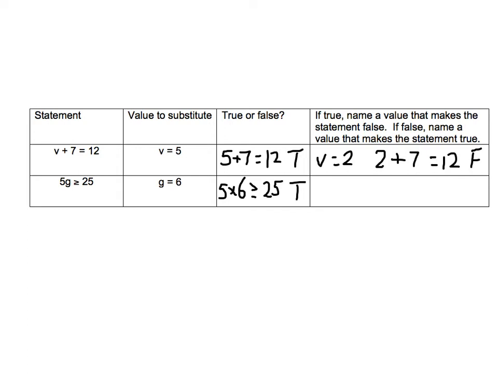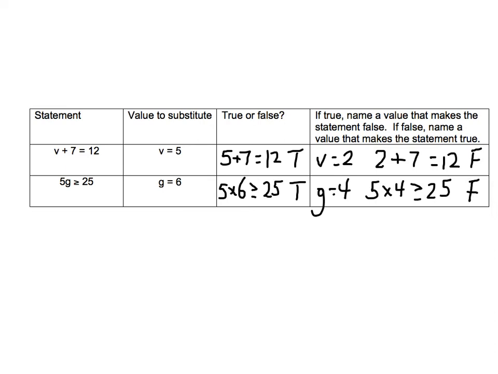So let's try something to make it false. And this might take a little bit of doing here. Fortunately, there are lots of choices. I want something so that when I multiply by 5, I'm not bigger than 25. So maybe we could try something like g equals 4. So 5 times 4. Is that greater than or equal to 25? No, that's a false statement.